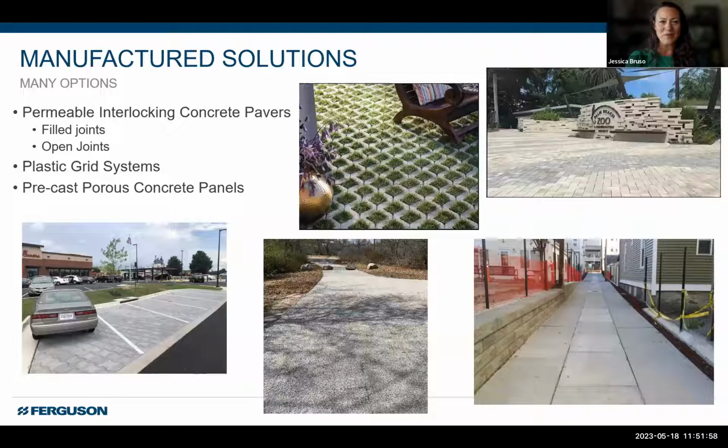And you can see also, we have things that are concrete with openings in them for growing grass. We have modular porous concrete panels that we're going to look at. Some plastic grid systems are actually quite durable. So we're going to get into these different types of solutions.